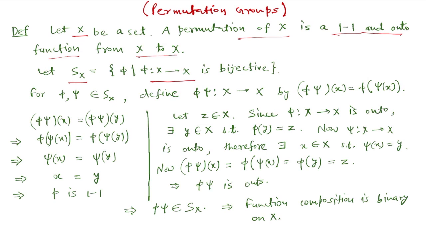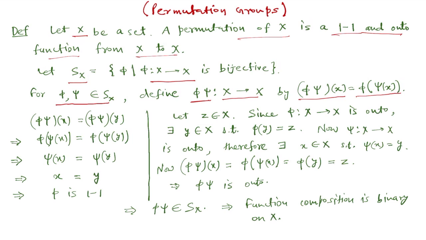On Sx, we define an operation as follows. Pick two elements from Sx, phi and psi. We define the product of these two, phi psi. It's simply a function composition. So we define phi psi from X to X by phi psi of any x to be equal to phi of psi of x.